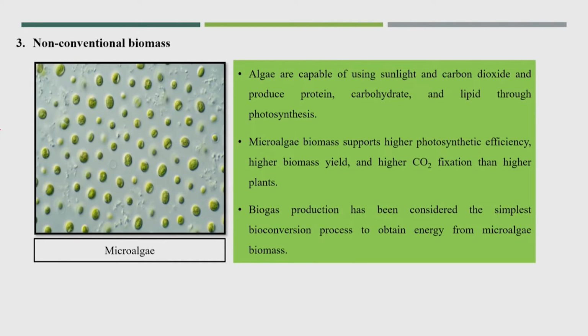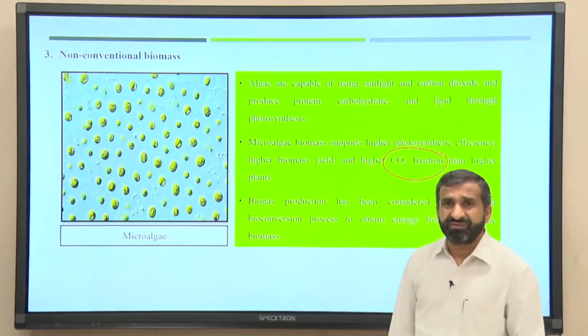So, algae are capable of using sunlight and carbon dioxide and produce protein, carbohydrates and lipid through the photosynthesis process. Microalgae biomass supports higher photosynthesis efficiency, higher biomass yield and higher CO2 fixation compared to higher plants. Biogas production has been considered the simplest bioconversion process to obtain energy from microalgae biomass. Normally, this microalgae is used for the carbon dioxide fixation process. This is a well known technique for fixation of carbon dioxide.